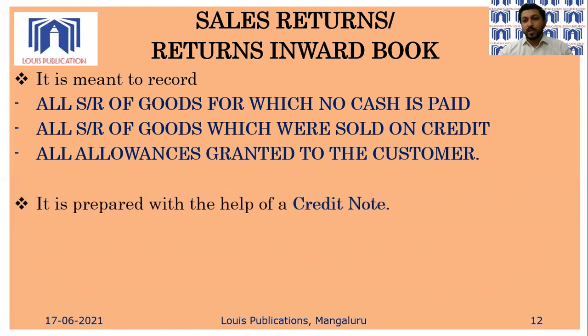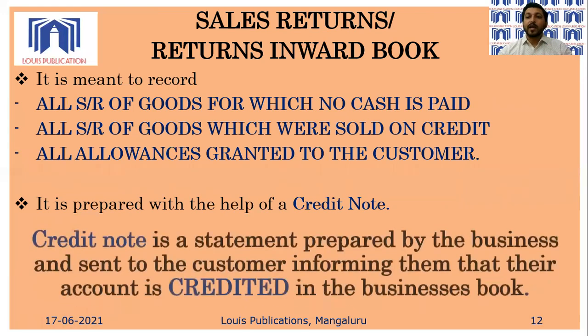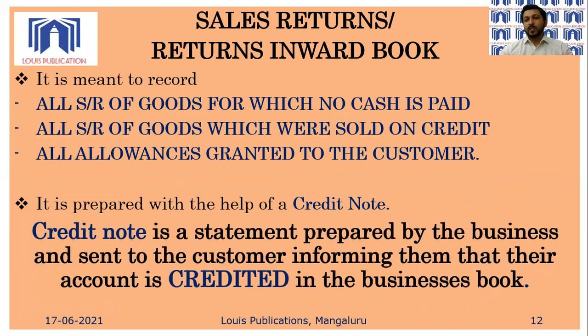Now, a purchase returns book is prepared with the help of a debit note. Sales returns book is prepared with the help of a credit note. Now, what is a credit note? Who prepares it? Sent to whom? What does it say? Like a debit note, a credit note is also prepared by our business and sent to the customer, informing them that their account is credited in the business's book.